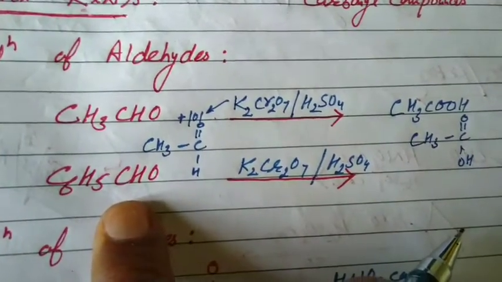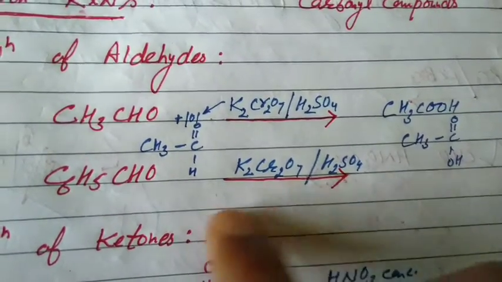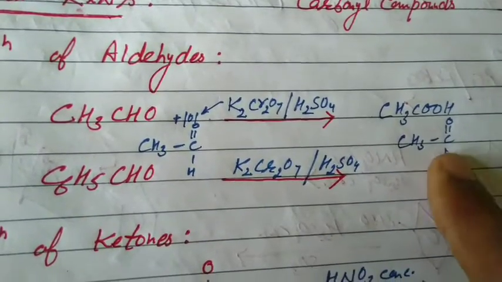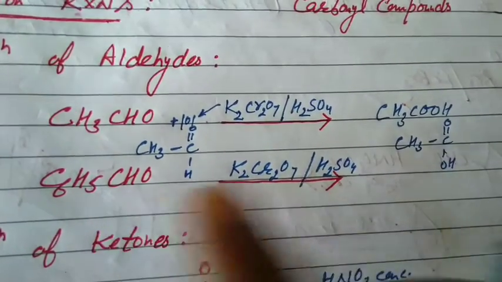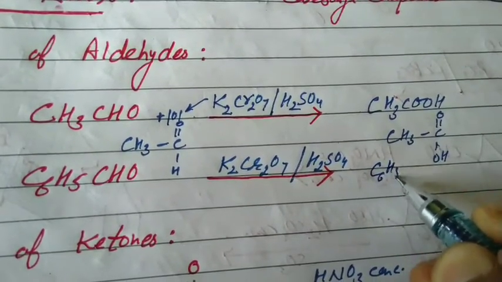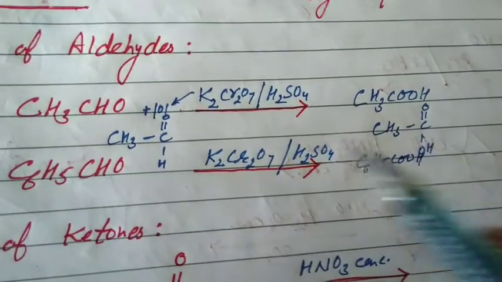Benzaldehyde is an aromatic aldehyde. When we treat it with acidified potassium dichromate, the product will be benzoic acid. Aldehydes are oxidized to an acid having the same carbon number as the aldehyde. C6H5CHO gives C6H5COOH. Convert benzaldehyde to benzoic acid.